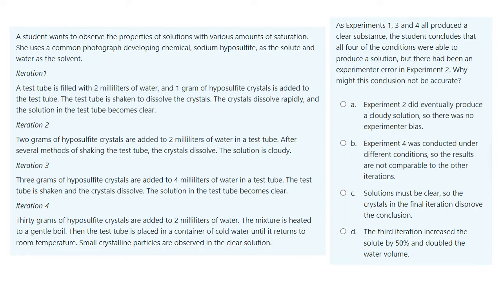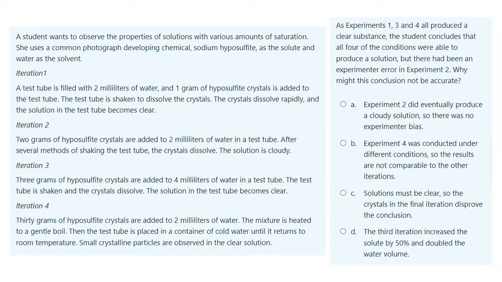On to another experiment. In this, a student wants to observe the properties of solutions with various amounts of saturation. She uses a common photograph developing chemical, sodium hydrosulfate, as the solute and water as the solvent. So iteration 1 just means first time. Iteration means the time, so the first time.